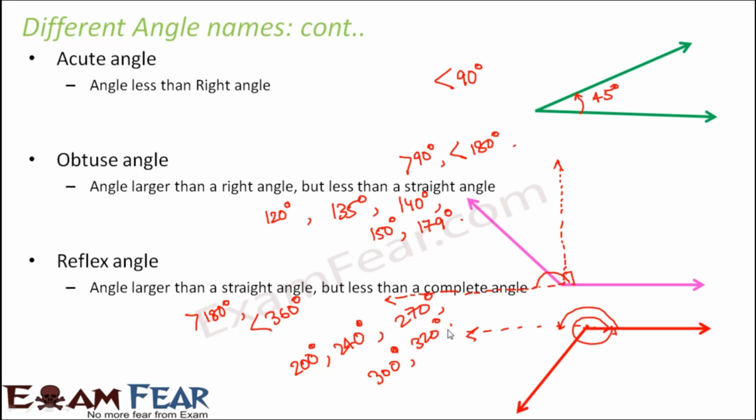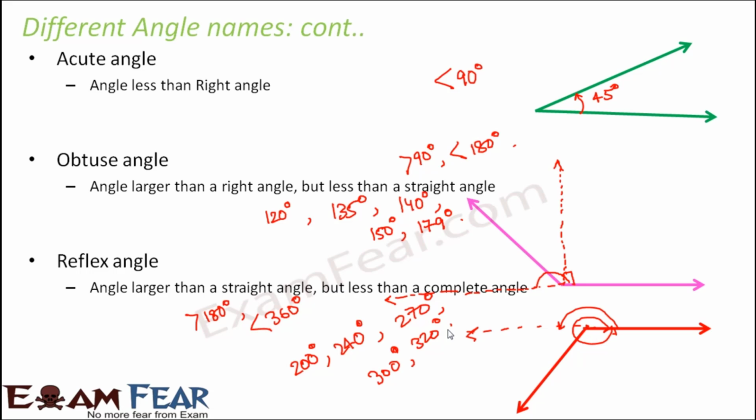So now with these 3 angle names, I think we have covered almost all the angles. Anything starting from 0 degree till less than 90 degree would be an acute angle. After that we have 90 degree, which is the right angle. Anything greater than a right angle but less than a straight angle would be an obtuse angle. Then we have the straight angle, which is 180 degree. Then we have reflex angles, and finally the complete angle.